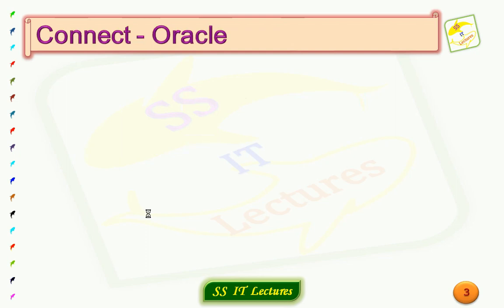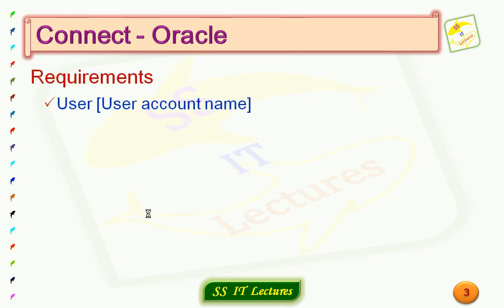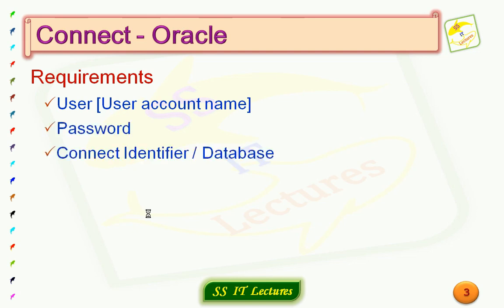To connect to any Oracle database, we need three things. They are the user account name, that is user, and the password for that account. And the third one is the database name or connect identifier. If there exists only one database in the system, we can simply skip specifying the database while connecting.